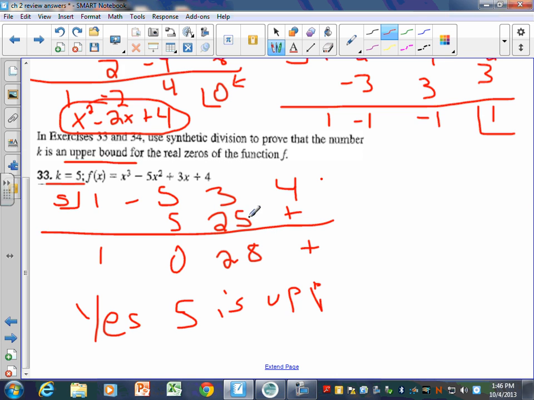Oh my goodness, thanks. Either way it still works, right? But yes, you're right. That should be 3, and that should be, oh, that makes my math so much easier, and that would be 19. Thanks, kids. Upper bound.